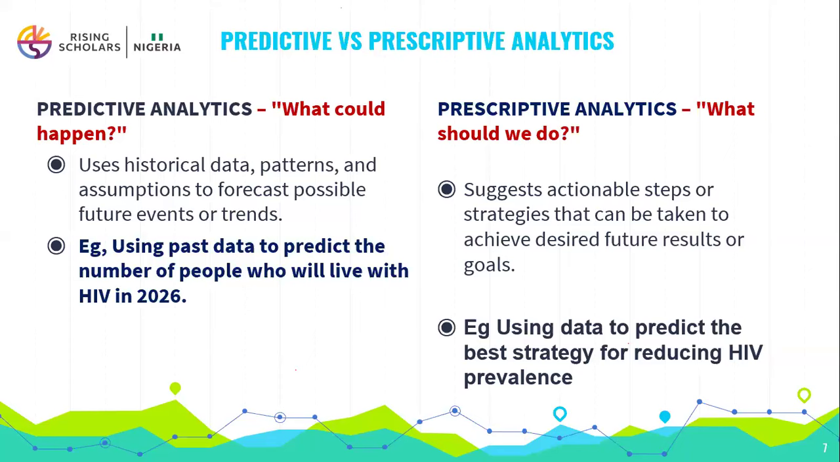So, for example, using data to predict the best strategy for reducing HIV prevalence. Let's say there are so many policies, so many actions in place to reduce the prevalence of HIV in 2026. So prescriptive analytics answers the question, which of these strategies, which of these options is the best option?